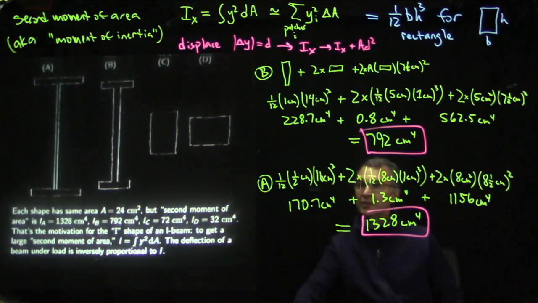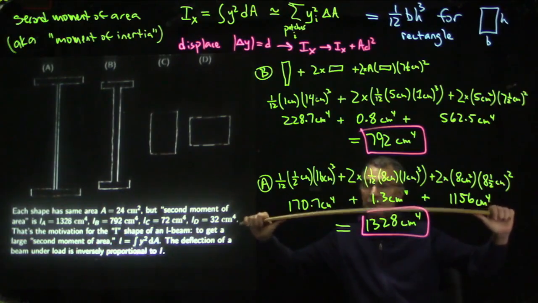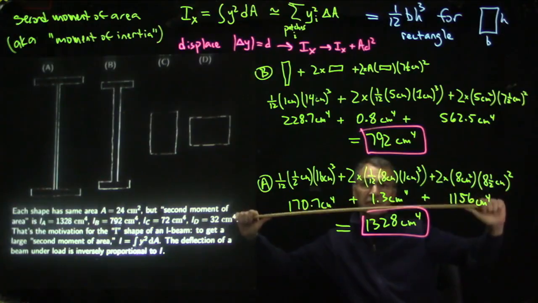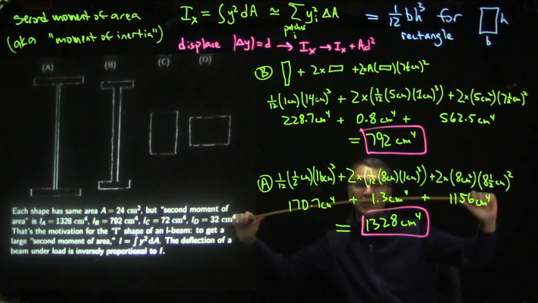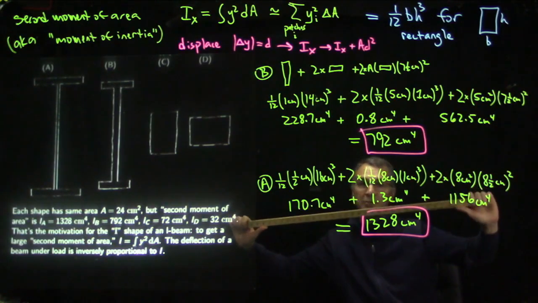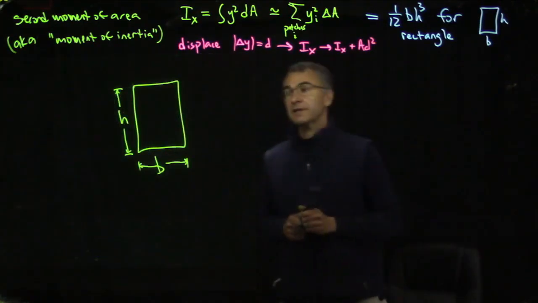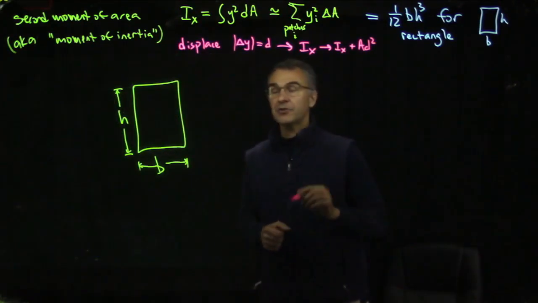So the deflection of a beam under load, for a given load, is inversely proportional to this second moment of area. Or another way to say it is that the stiffness of a beam is proportional to this second moment of area. So that I-beam shape gives you a much larger stiffness than just an ordinary rectangular shape of the same area. By the way, let's figure out where that 1/12 bh cubed came from.